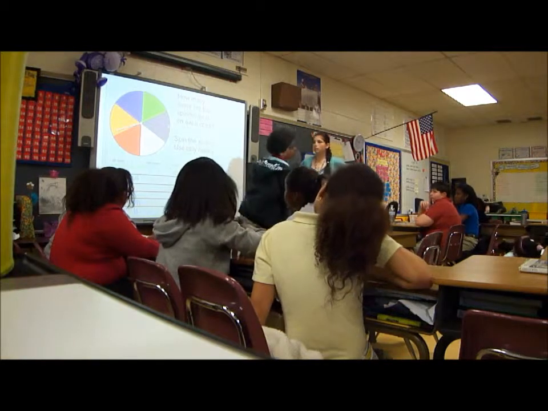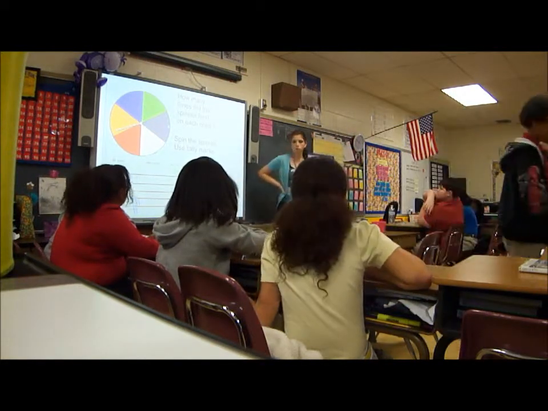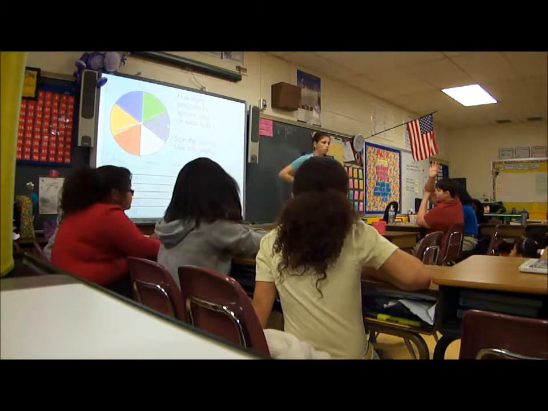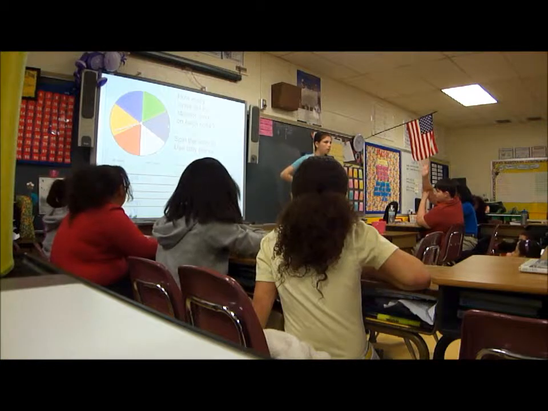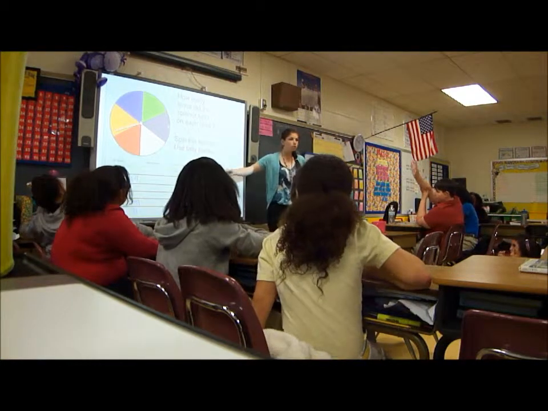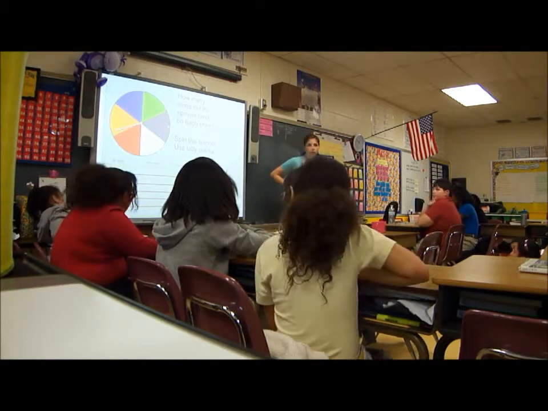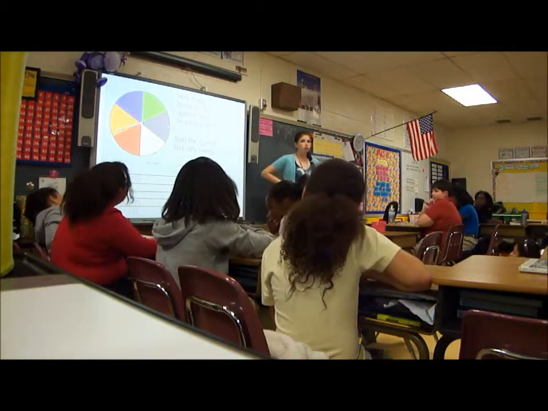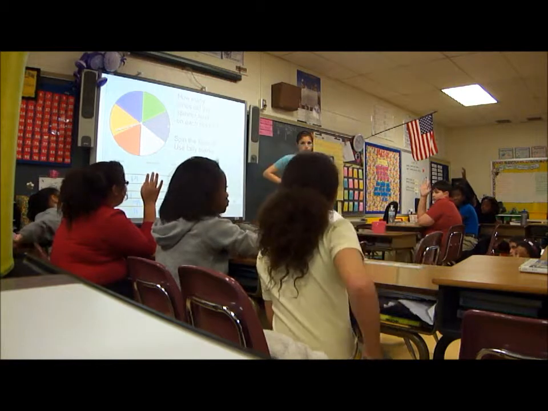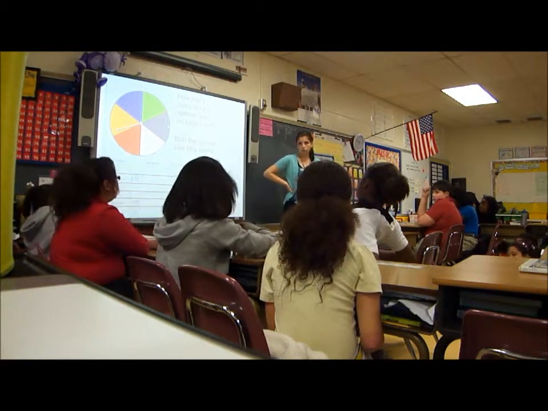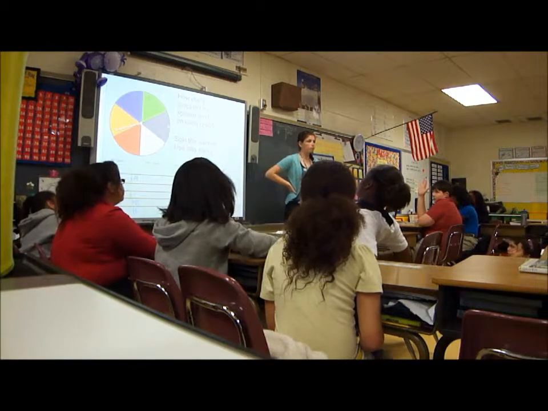Someone raise their hand and tell me, what can I use this data for? How else can I display it? I have a table right now. What can I do with this table? Ariana? Good, I can turn it into a bar graph. What else can I turn it into that we talked about, Kaylee? You can turn it into a picture. Okay, I can turn it into a pictograph. I can turn it into a line graph. Okay?